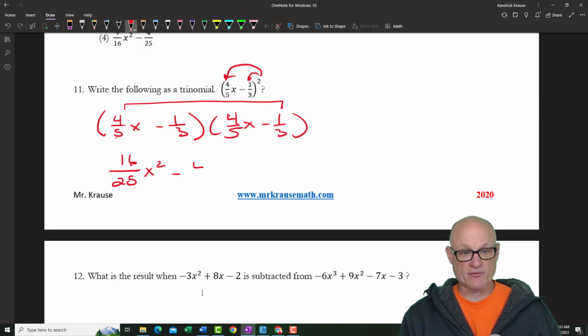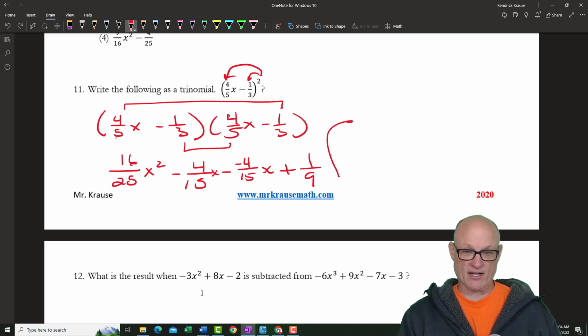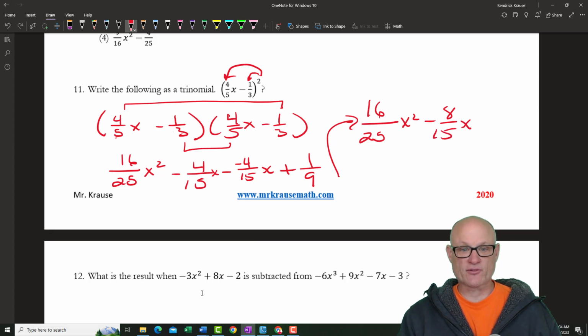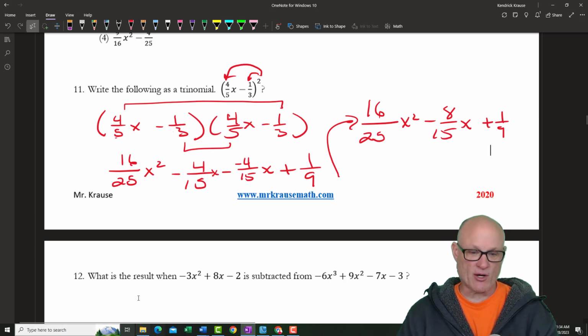If I multiply these two together, I get 4/15. I actually get minus 4/15. If I multiply these together, I get minus, forgot the x, minus 4/15 x. And if I multiply these together, I get positive 1/9. So my final answer is 16/25 x squared minus 8/15 x plus 1/9.